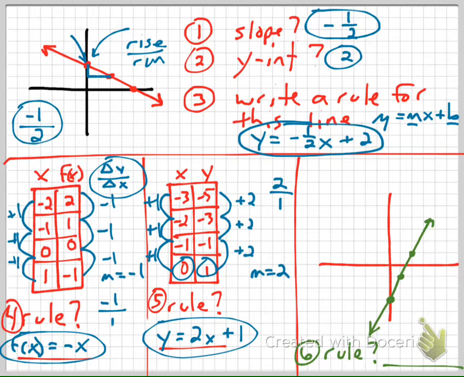Yes, it's okay this time. But from now on, if I give you y, I'm asking for y. If I give you f of x, I want f of x. Does that make sense? I'm telling you what I want in the question. Okay, on this one, I want the rule.